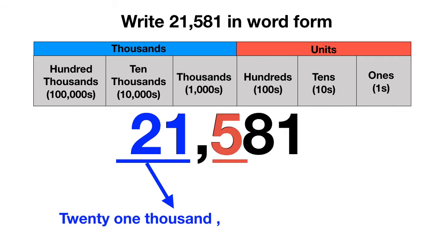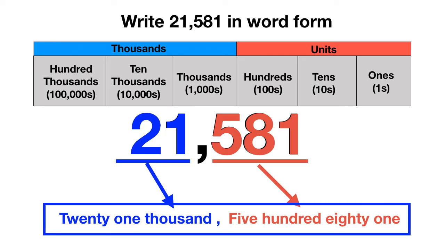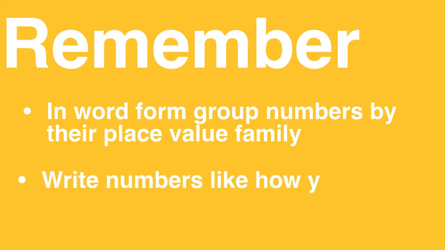Next, we have our 500s, our 8 tens, and our 1 one. These are all part of the units family, and so we'll write them as 581. Units don't get a special title, and so our final answer is 21,581. From today, remember, in word form, group numbers by their place value family. Then write out numbers like how you read them out loud.